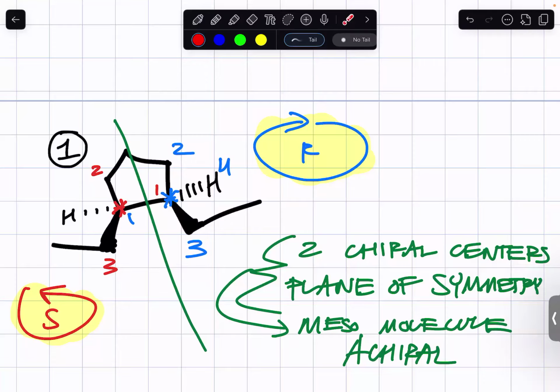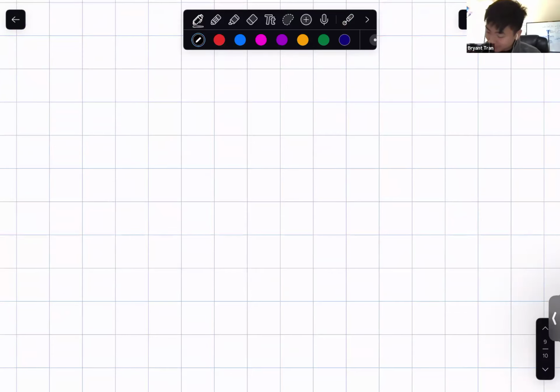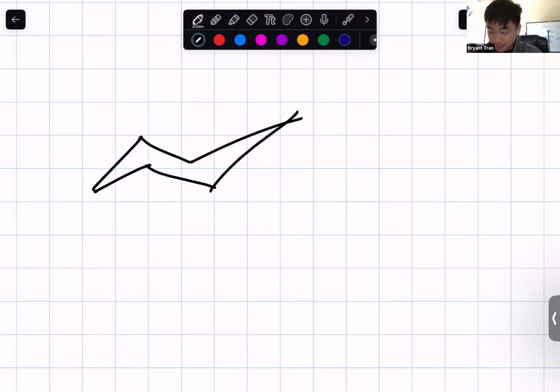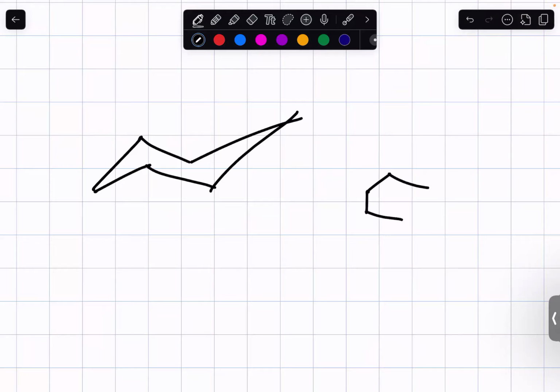If the highest priority group in a chair configuration was placed on the plane, not wedged or dashed, or if the lowest priority group is placed on the plane, not a wedge or a dash. The highest or the lowest, the highest, for example. The highest, yep.